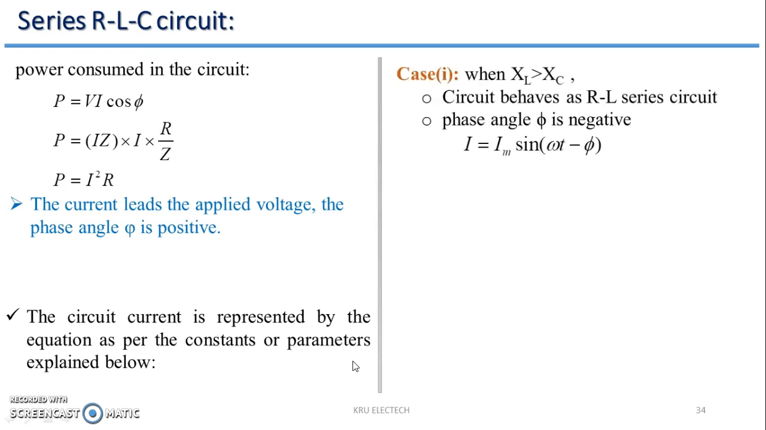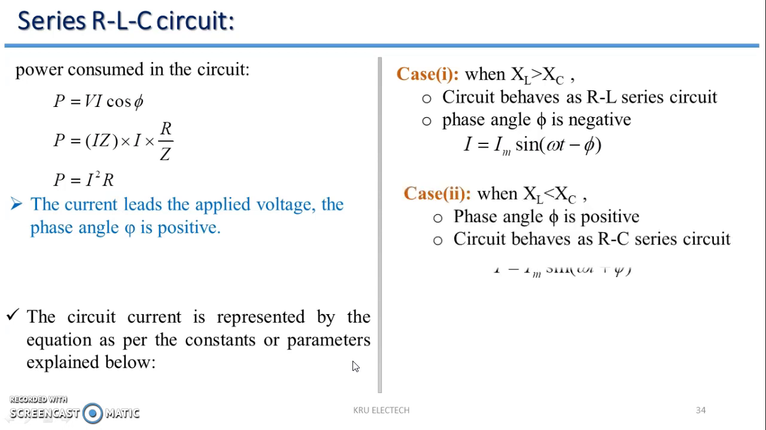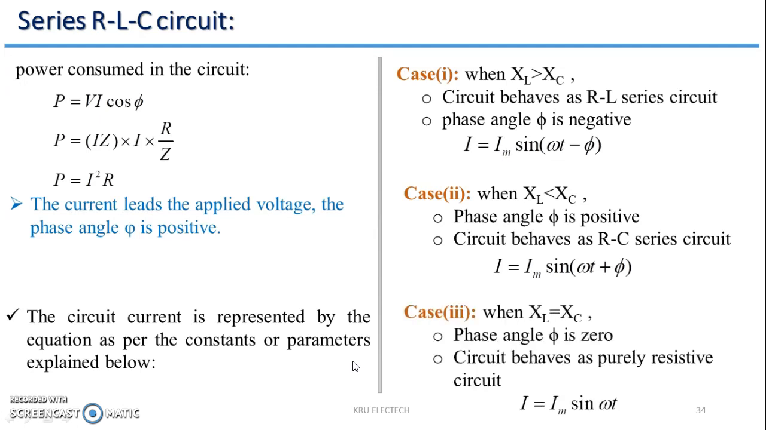Finally you can say what the current is in case 1. Because phi is negative, the current I equals Im sin(omega t minus phi). And in the second case, I equals Im sin(omega t plus phi). You know that the power factor is lagging. And in the third case, we'll see in the next video, especially for the resonance in a series circuit, XL equals XC. There is no phase difference between the voltage and current. That's why the basic equation is I equals Im sin omega t.